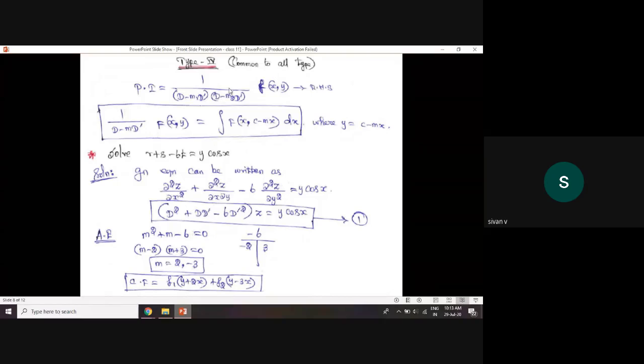This is type 4. From this type, any doubt you are having, you ask me. This is a new type, the combination function.